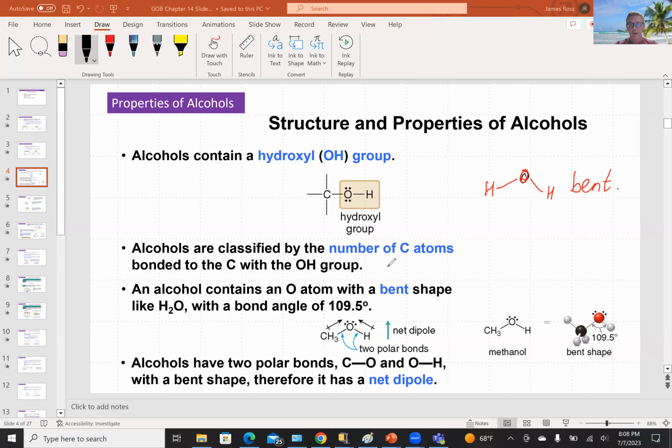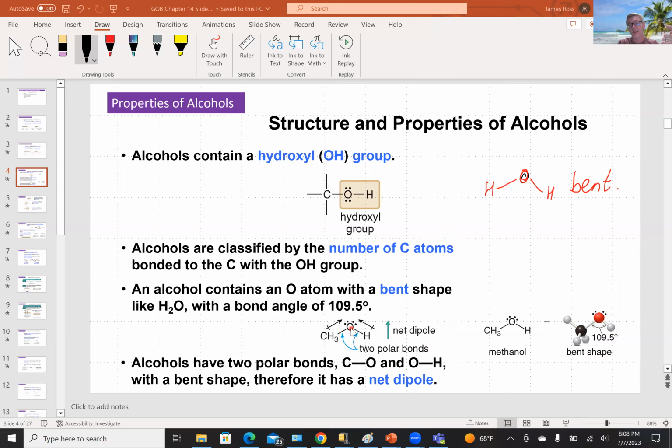Similarly, because we've got an oxygen with two single bonds, anytime you have an oxygen with two single bonds, you'll have a similar bent structure. And likewise, as water had a net dipole, so too will anything with an oxygen with two single bonds have a net dipole. You can see in the structure below that we've got a polar bond between this methyl group and oxygen, because carbon has an electronegativity of about 2.5. Oxygen has an electronegativity of about 3.5.